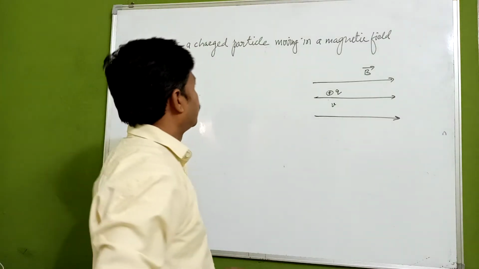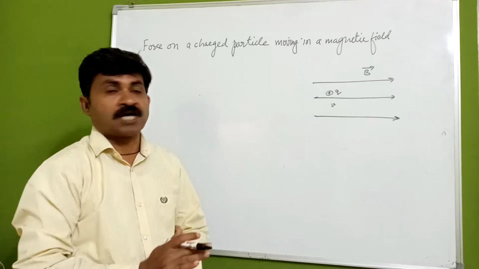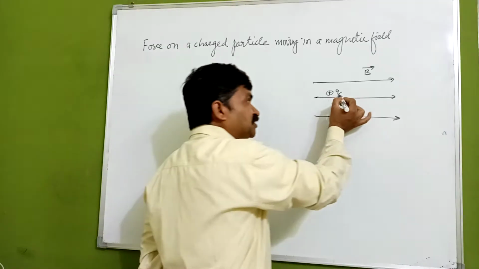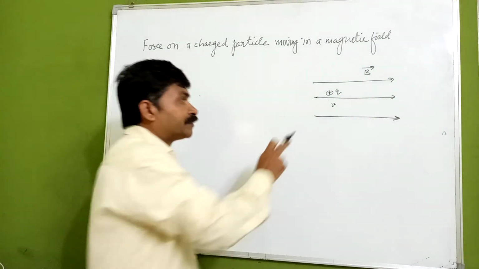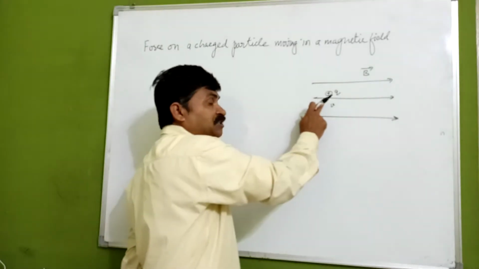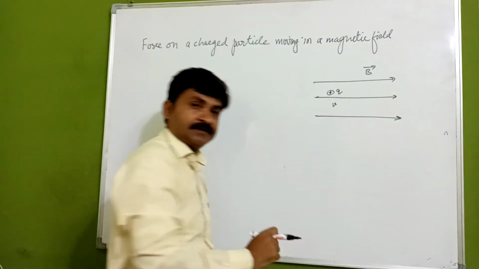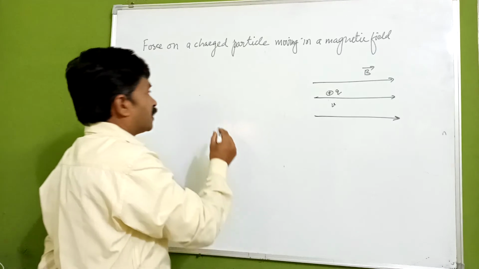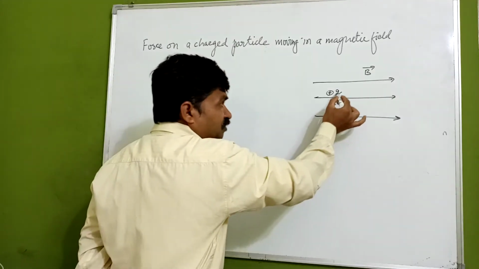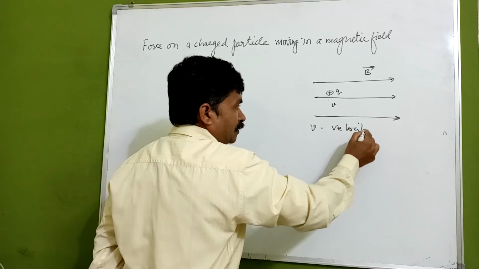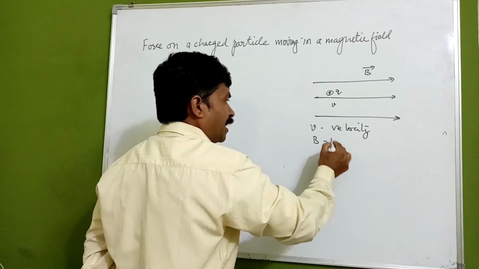Yes, students, here we are going to discuss the force on a charged particle moving in a magnetic field. Suppose we have a charge Q which is moving in a magnetic field B. It will experience a force, the force exerted on it because of the magnetic field. The charge is moving with some velocity V, and B is the magnetic field.